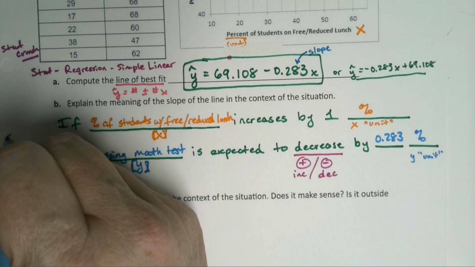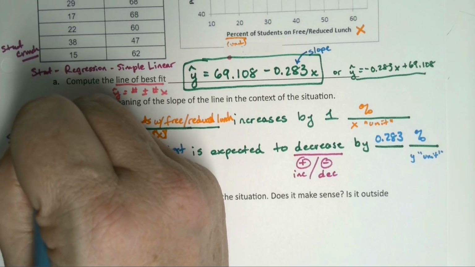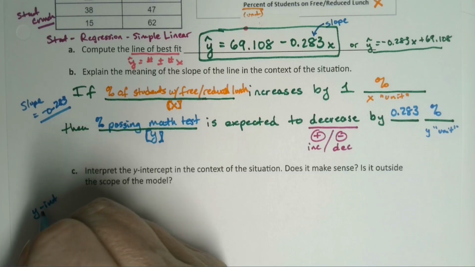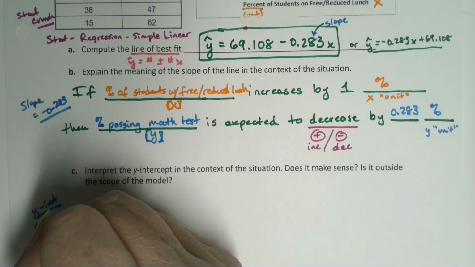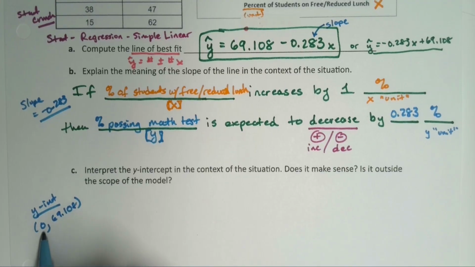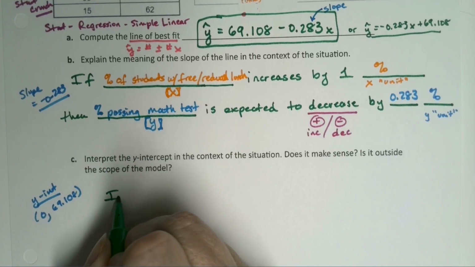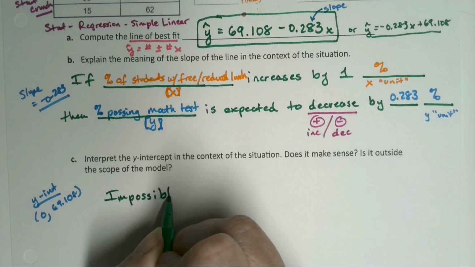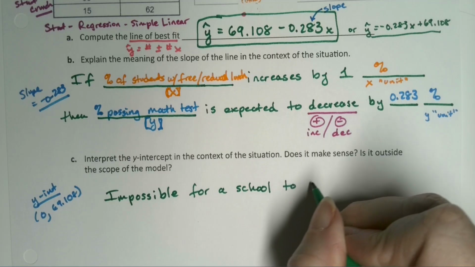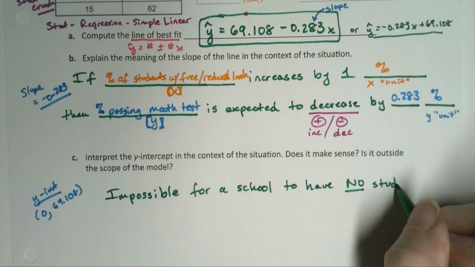So the slope was negative 0.283, right? So that was the slope. The y-intercept is a point. It's 0, 69.108. But the 0 is problematic, right? Because the 0 would mean that x is 0. And that's impossible, right? It's impossible for a school to have no students, 0 students receiving free reduced lunch.